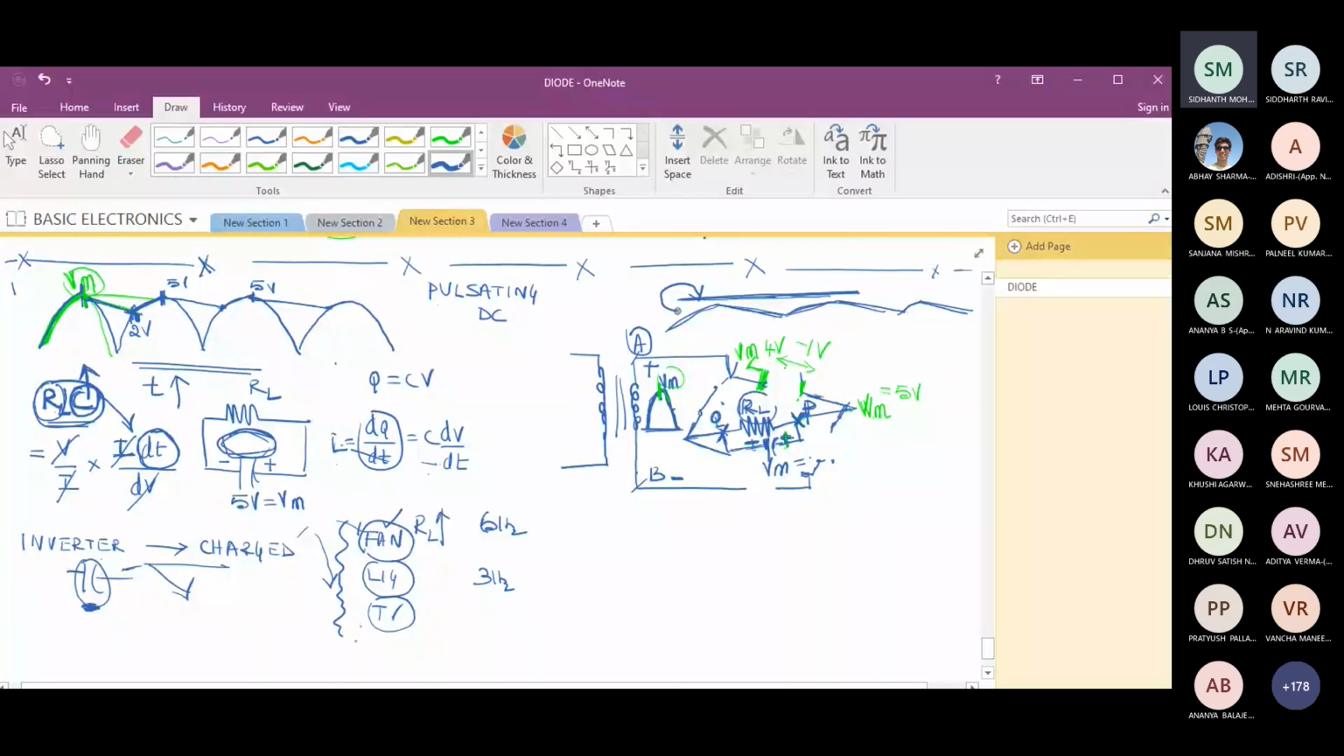If I connect a very low value of capacitance, you may get a waveform like this. Is it tending towards DC? It is better compared to your rectifier output, but it is not tending towards DC. If I want to make the waveform tend towards DC, I have to increase RL into C. In the sense, I have to increase the capacitance, the C value.